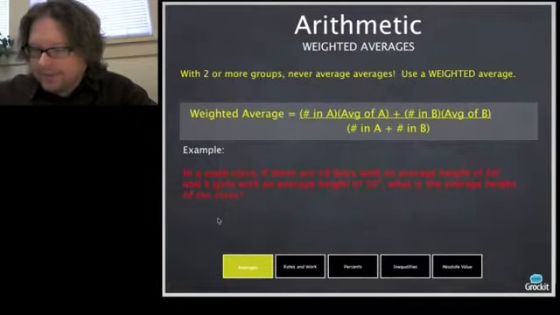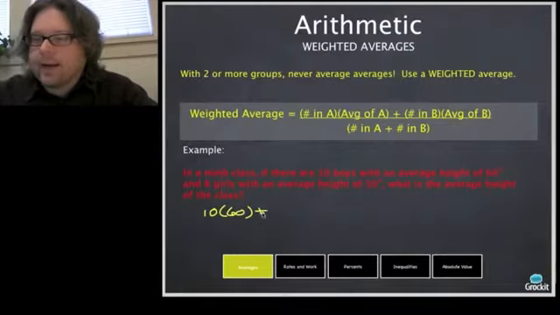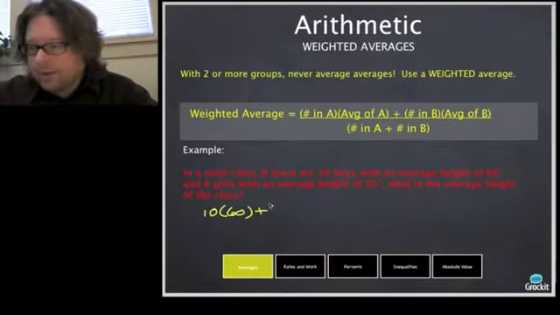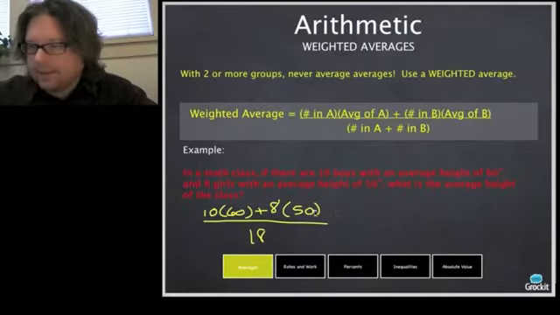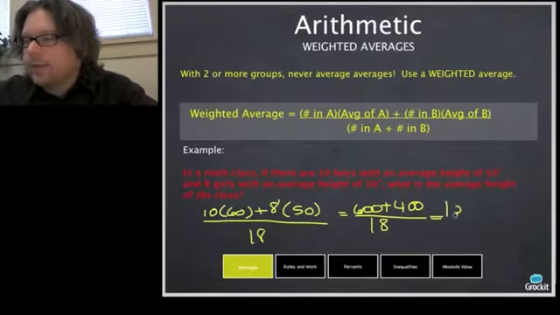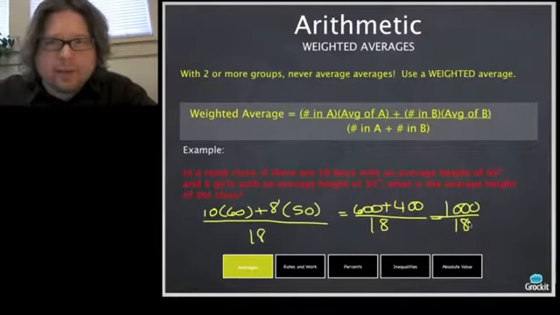I'm just going to delete that because that's sloppy. 10 times 60. And then we add in the number of people, the girls: there are 8 girls times 50. And we divide that by the total number of people in the class, which is 18. So 60 times 10 equals 600. And then 8 times 50 is 400, and it's still over 18. So 1,000 over 18, and it ends up being 55 point something.